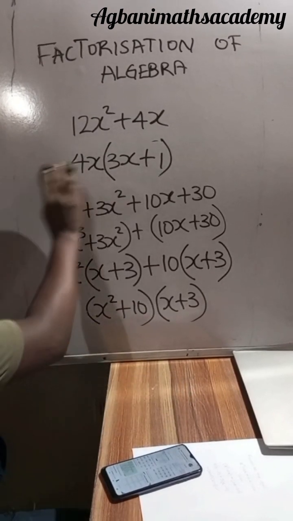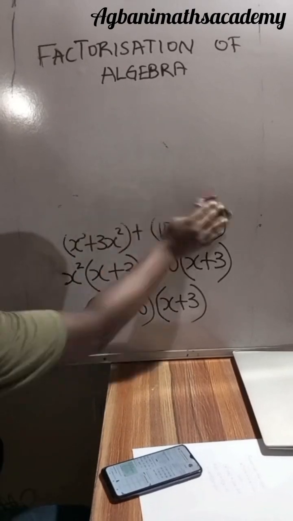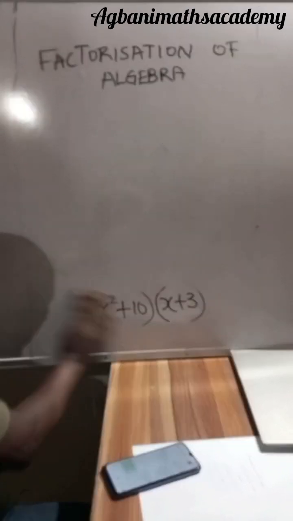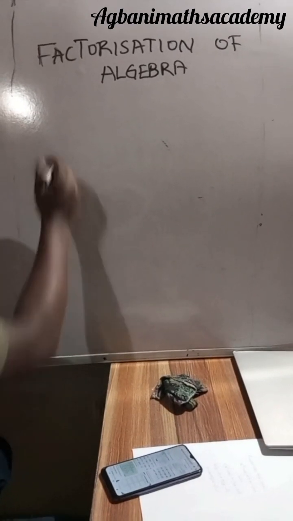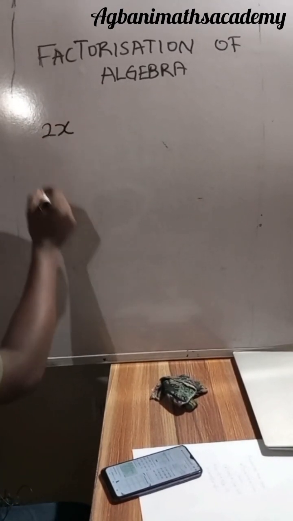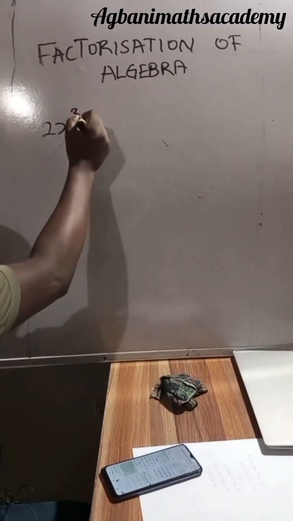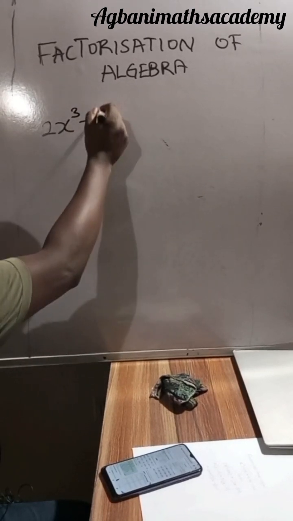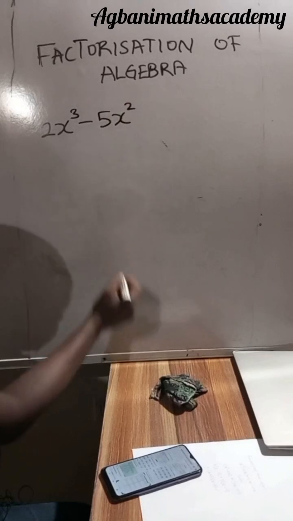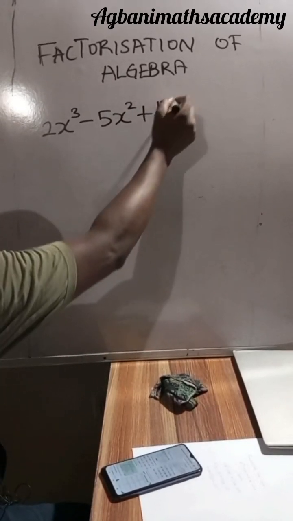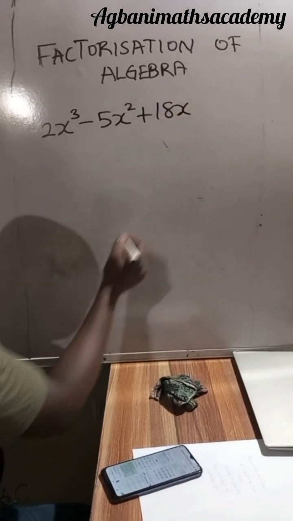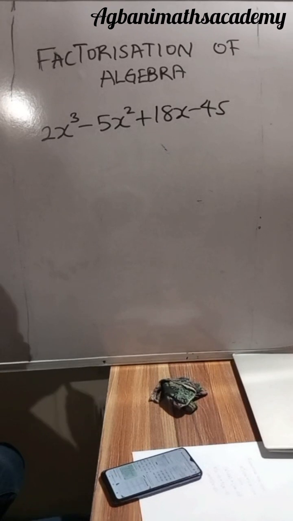So let's solve another example. So we have 2x to the power of 3 minus 5x to the power of 2 plus 18x minus 45. Okay, so we are expected to factorize this.